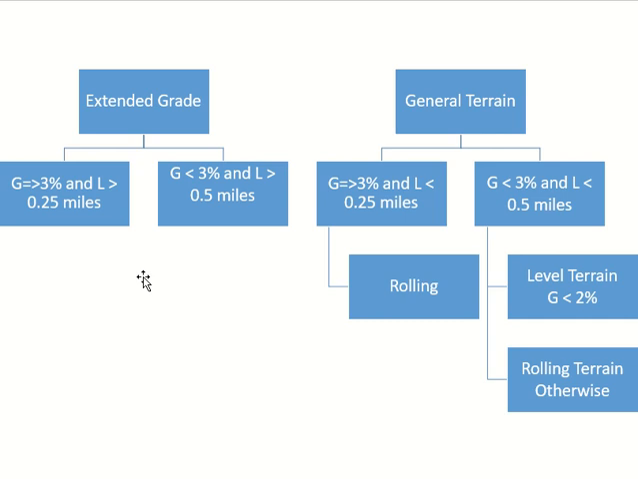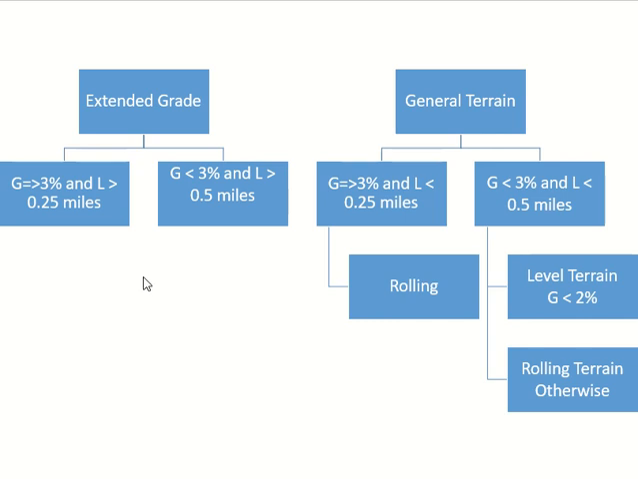1 mile has 5000 feet or something. So 8000 feet means more than 1 mile. Okay, so my length is obviously more than 0.25 miles. Clear or not? Okay, so I am here. I fulfill this condition, so I have what? Gradient. Okay, clear?